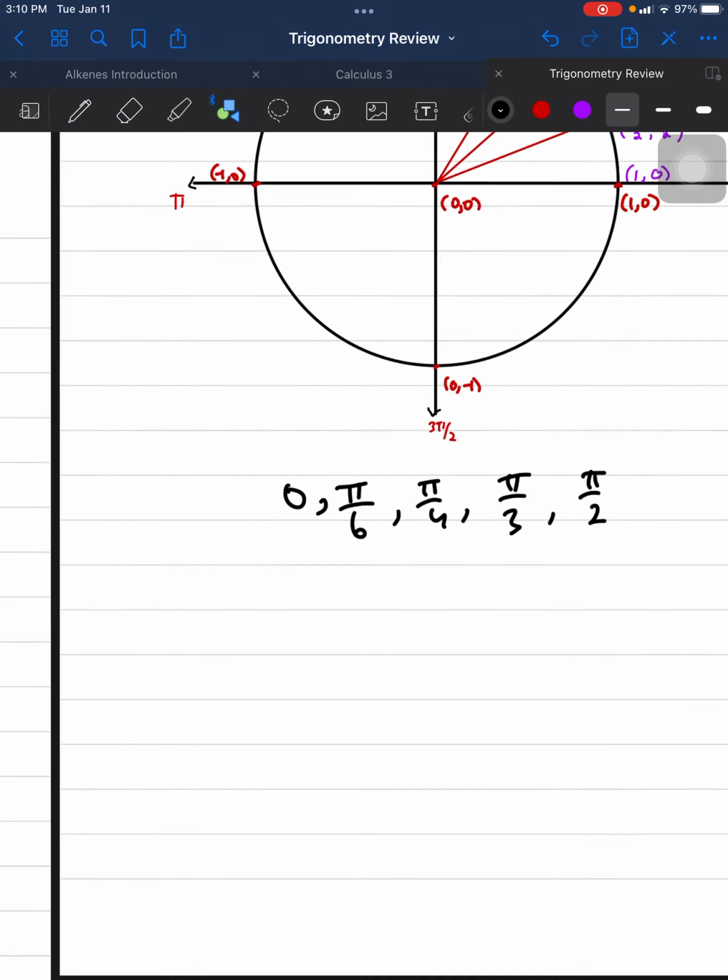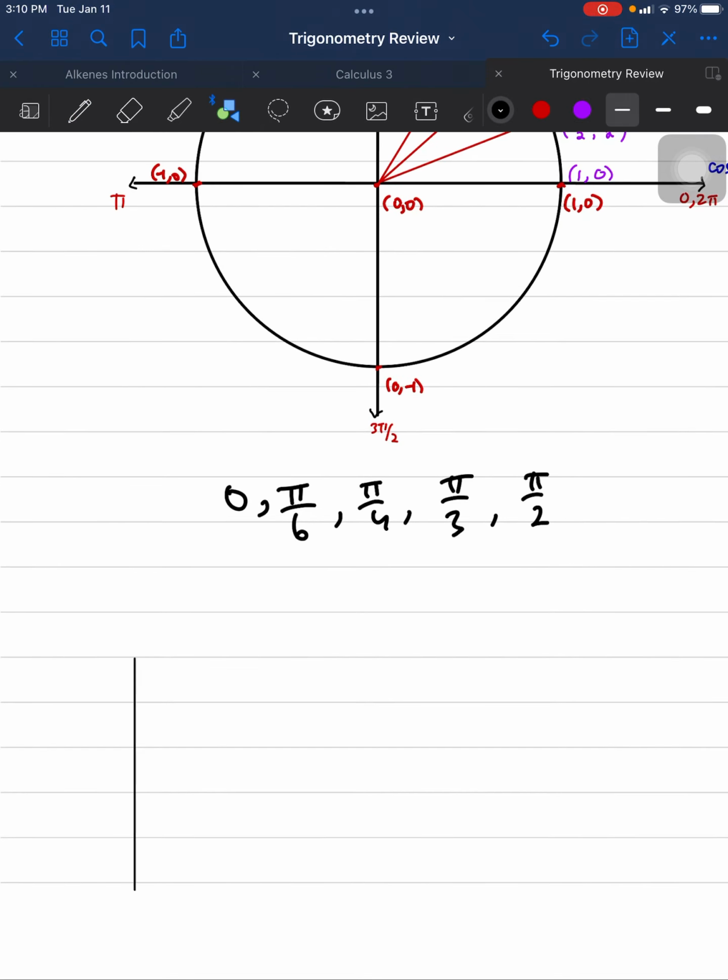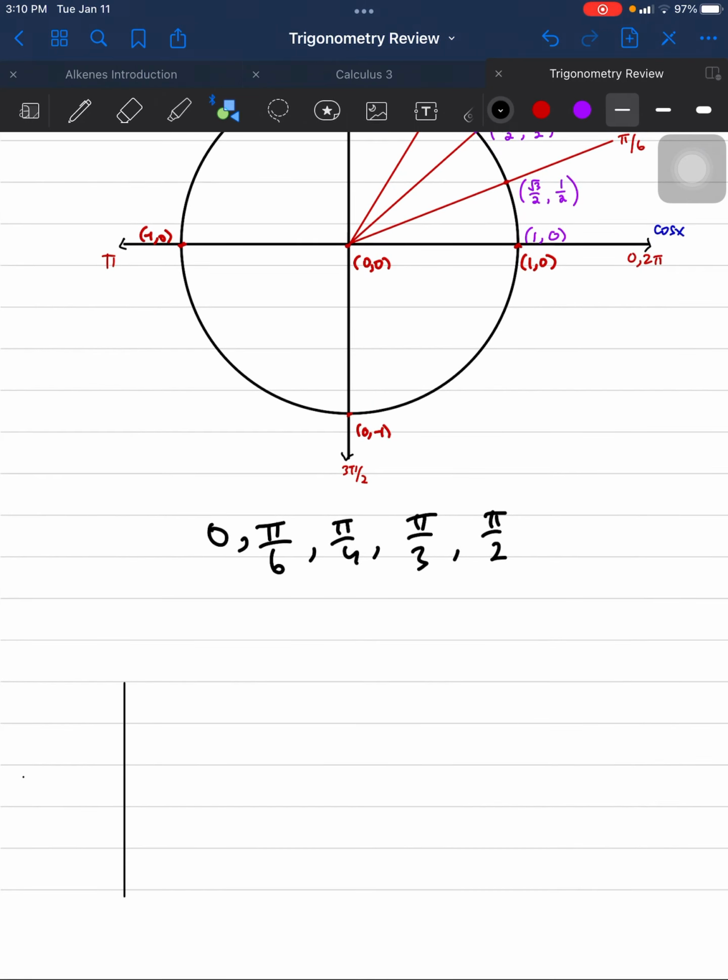So I'm going to draw out a small table. We're going to have values of sine, and we're going to have values of cosine in this table.